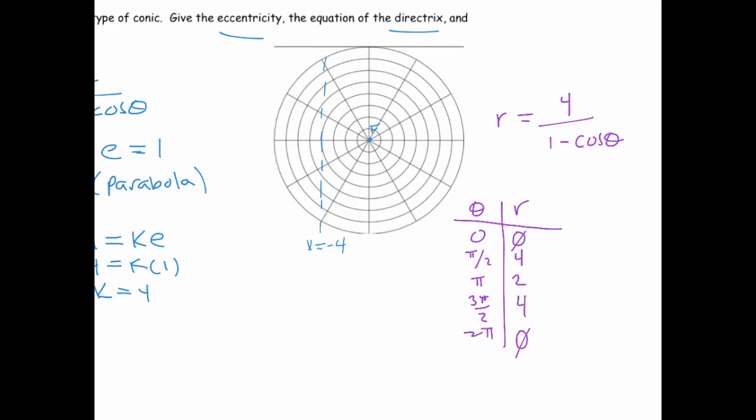So let's plot these points in polar form. So (pi over 2, 4): rotate pi over 2, walk out 4. And rotate pi and walk out 2. Rotate 3 pi over 2 and walk out 4.